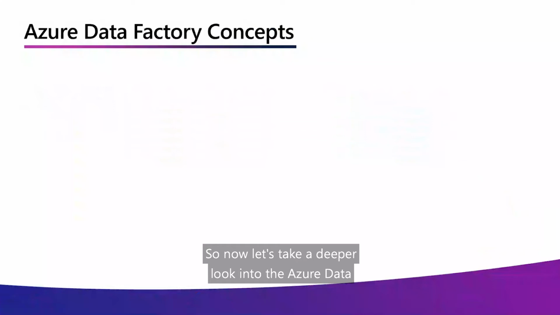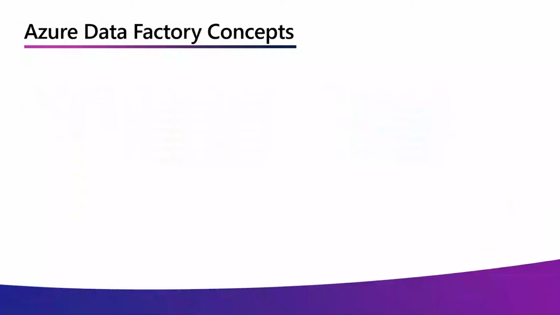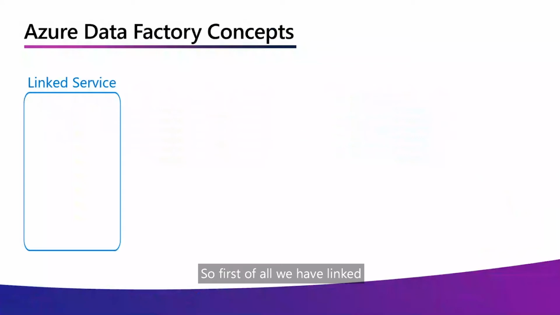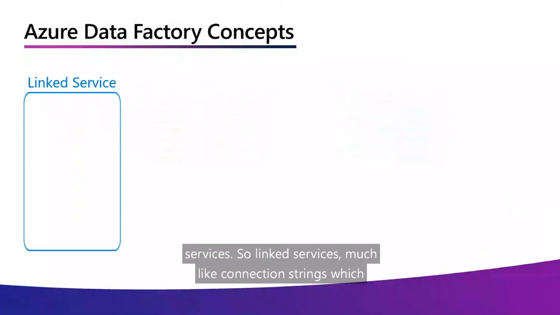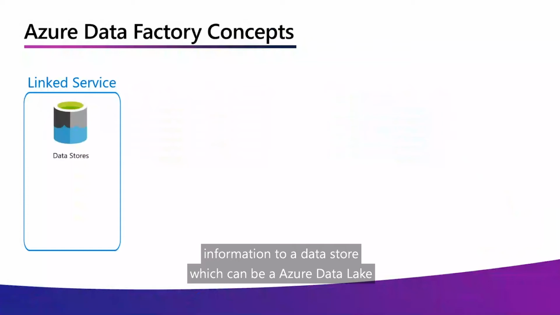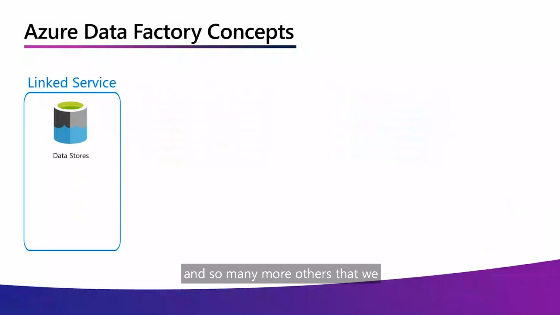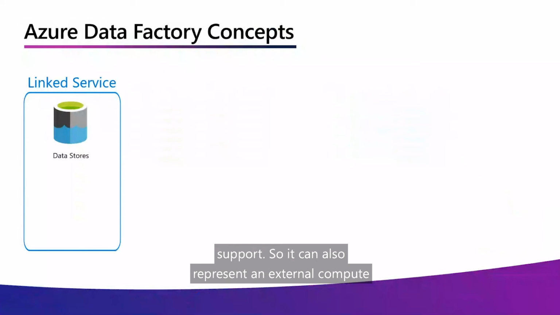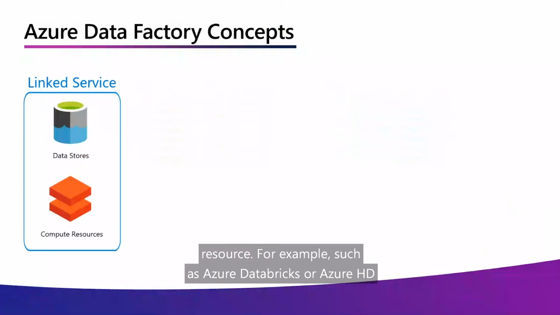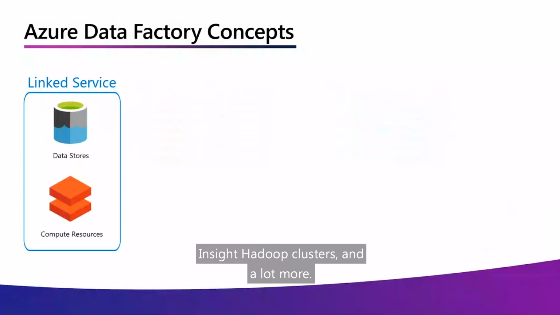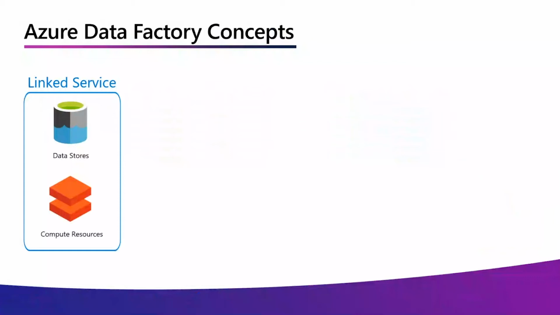So now let us take a deeper look into the Azure Data Factory concepts. So first of all, we have linked services. Linked services are much like connection strings, which define the connection information to a data store, which can be an Azure Data Lake Storage, an on-premises SQL Server, an Oracle database, a file share, and so many more others that we support. It can also represent an external compute resource, for example, such as Azure Databricks or Azure HDInsight Hadoop clusters, and a lot more.